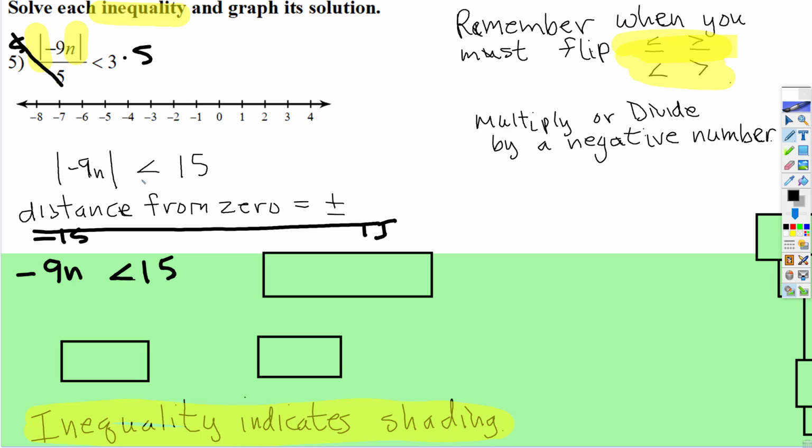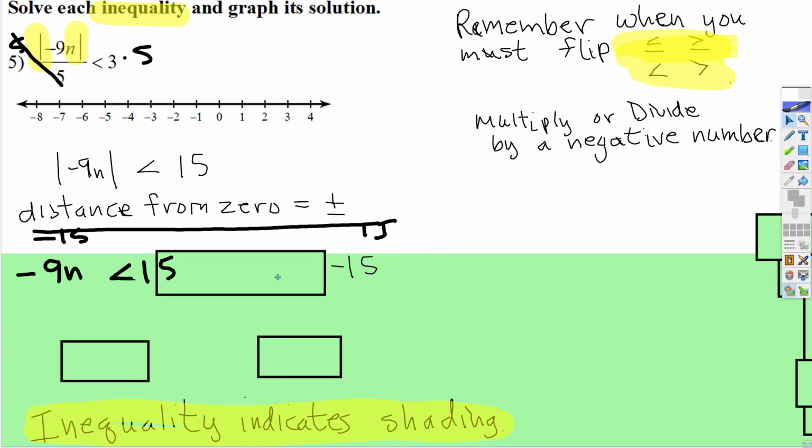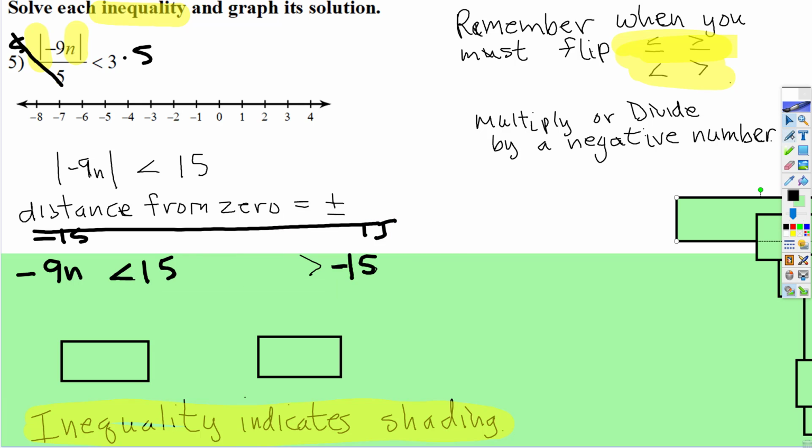We're writing it exactly as it is, but remember, when we give the negative version, negative 15, well, negative number, that is flipped. So you must remember to flip that inequality sign. And then go ahead and write negative 9n. And then, so you have that set up.